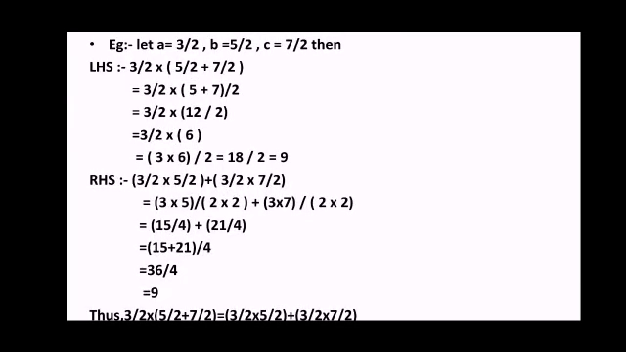5 threes are 15, 15 divided by 4, plus 3 sevens are 21, 21 divided by 2 into 2 which is 4. Now again denominators are same, which is 4, 15 plus 21 which is 36, 36 divided by 4 which will give us 9. So LHS is 9, RHS is also 9. So thus verified that the distributive property of multiplication over addition holds for this example. Similarly, we can show the distributive property of multiplication over subtraction.